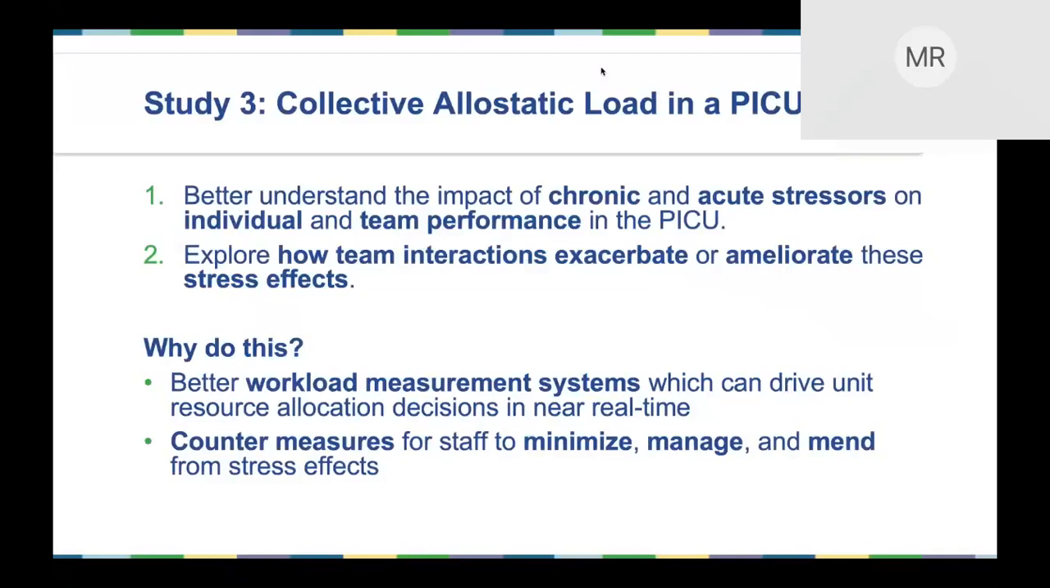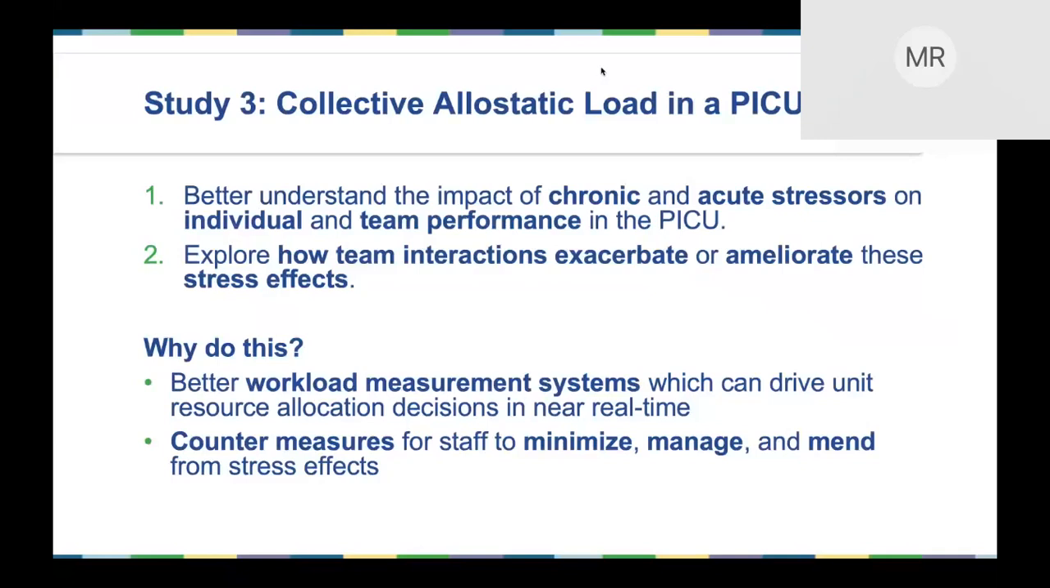So this scales up also to another study we're doing right now. This is ongoing, so unfortunately I won't have too much data to share, but we'll talk about how it's designed to scale up from the individual to the team level. We're really looking here at how teams manage chronic and acute stressors. So being a part of a really challenging 40-bed pediatric intensive care unit that has high levels of stress, that has high levels of burnout just on a day-to-day basis, and how that relates to the acute stressors.